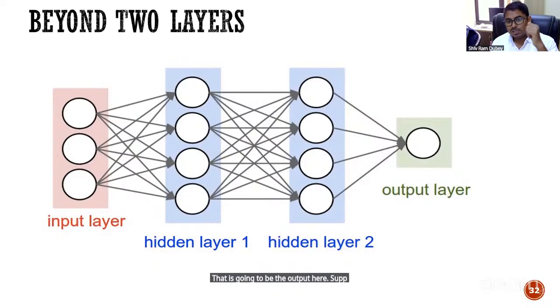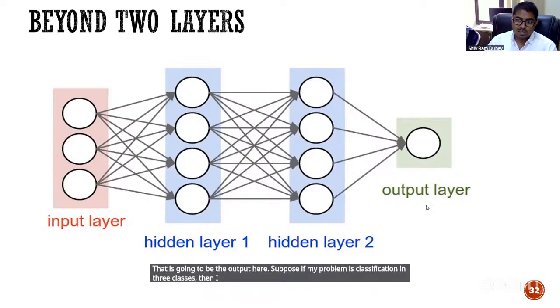Suppose my problem is classification into three classes, then I will have three neurons here, and those three neurons will give me the class scores for class 1, class 2, and class 3. Then from those class scores we can find out for which class we got the highest score, and classification will happen to that class.